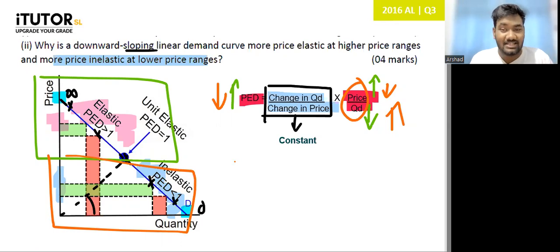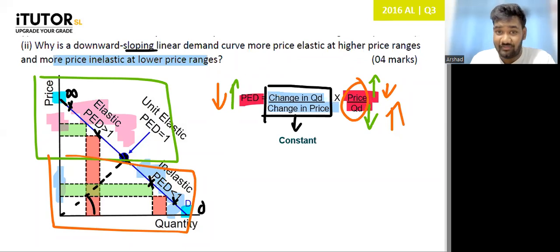That kind of explanation is what you need to give. I'm not going to spoon feed the answer one by one. You can go through the past paper answer for that. But did you understand the logic behind that? Why does the value of PED change along the curve? Because this price to quantity ratio changes.